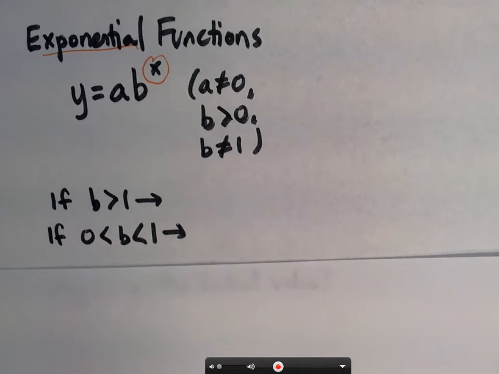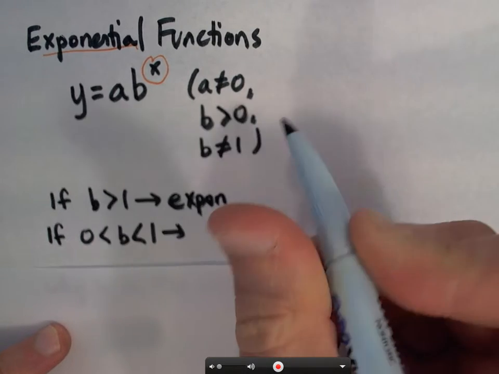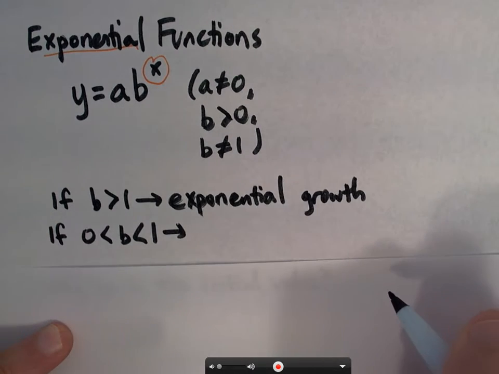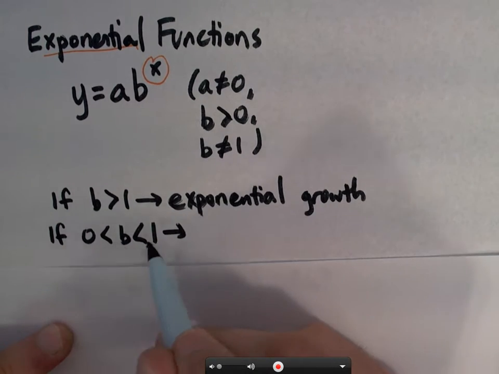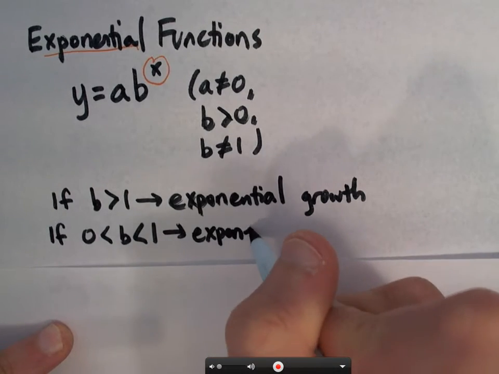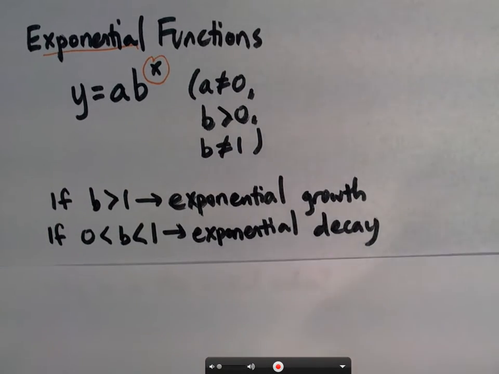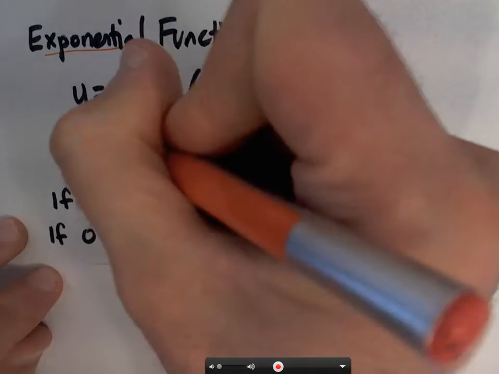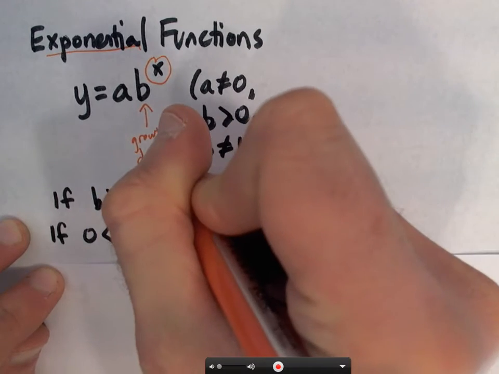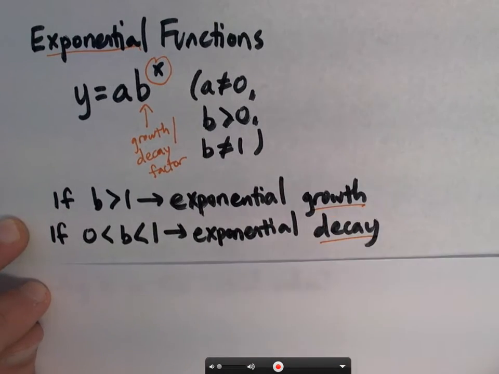If b is greater than 1, and we'll see this work out in our graphs, then we're going to have something called exponential growth. Things are going to grow exponentially. And if we have b less than 1 and greater than 0, remember because it has to be greater than 0, we have something called exponential decay. So basically you just have to watch for this guy. B is going to be either your growth or decay factor. Growth if it's bigger than 1, decay if it's between 0 and 1.